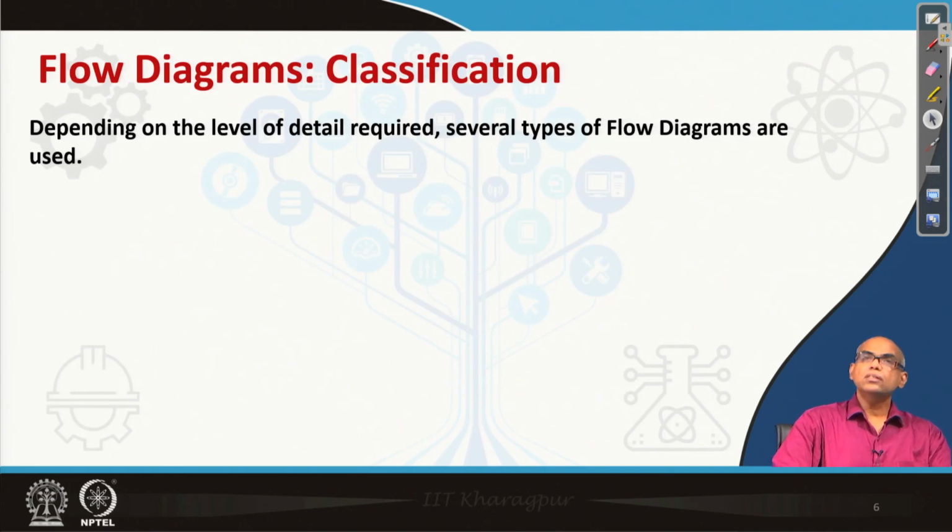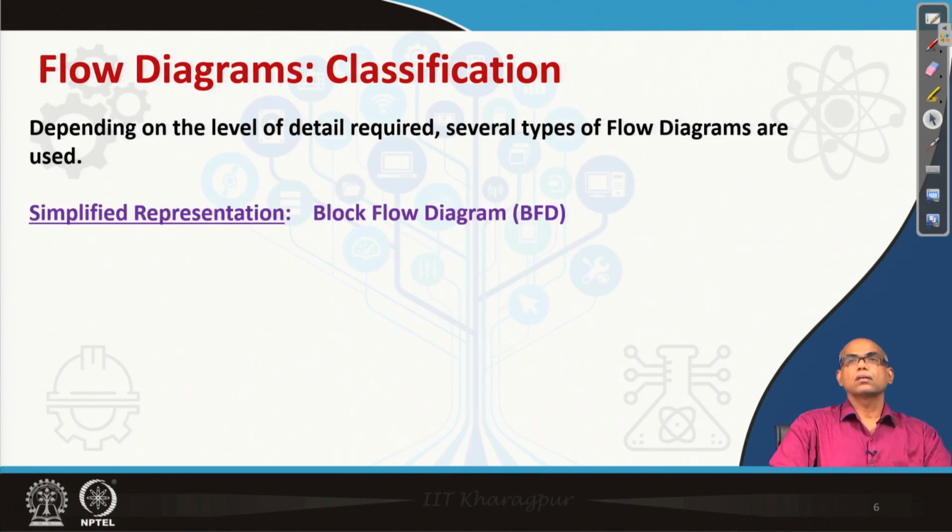Now, chemical engineers use several types of flow diagrams. Depending on the level of detail required, several types of flow diagrams are used. There are three major types of flow diagrams that chemical engineers use: block flow diagram, process flow diagram and piping and instrumentation diagram.